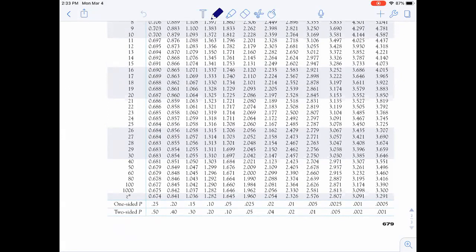Remember, the one-sided p is the area in the tail, right? And so what this table does is it's saying, okay, if the area in the tail is fixed to be 0.25, what value of t at 20 degrees of freedom makes that happen? 0.687. Right? Then it goes on to say, okay, well, if the area in the tail is 0.2, what t makes that happen? At 20 degrees of freedom, 0.860 makes that happen, et cetera, et cetera.